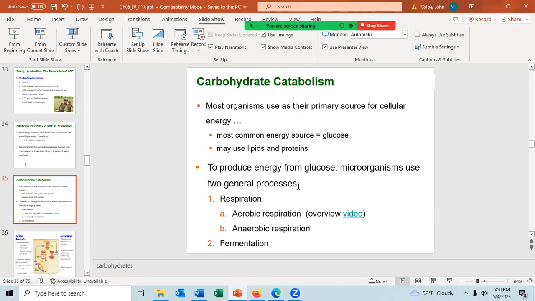There are two processes that microorganisms use to make ATP: respiration and fermentation. So organisms can break down glucose by either respiration or fermentation to make ATP.